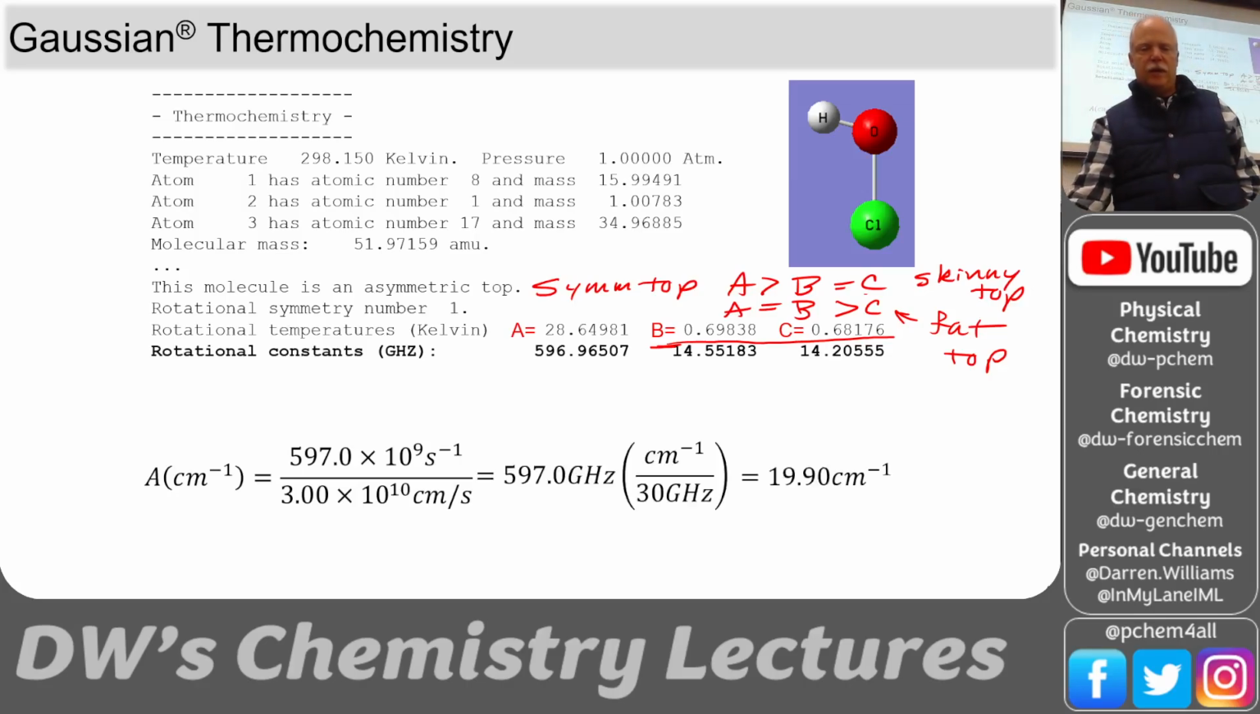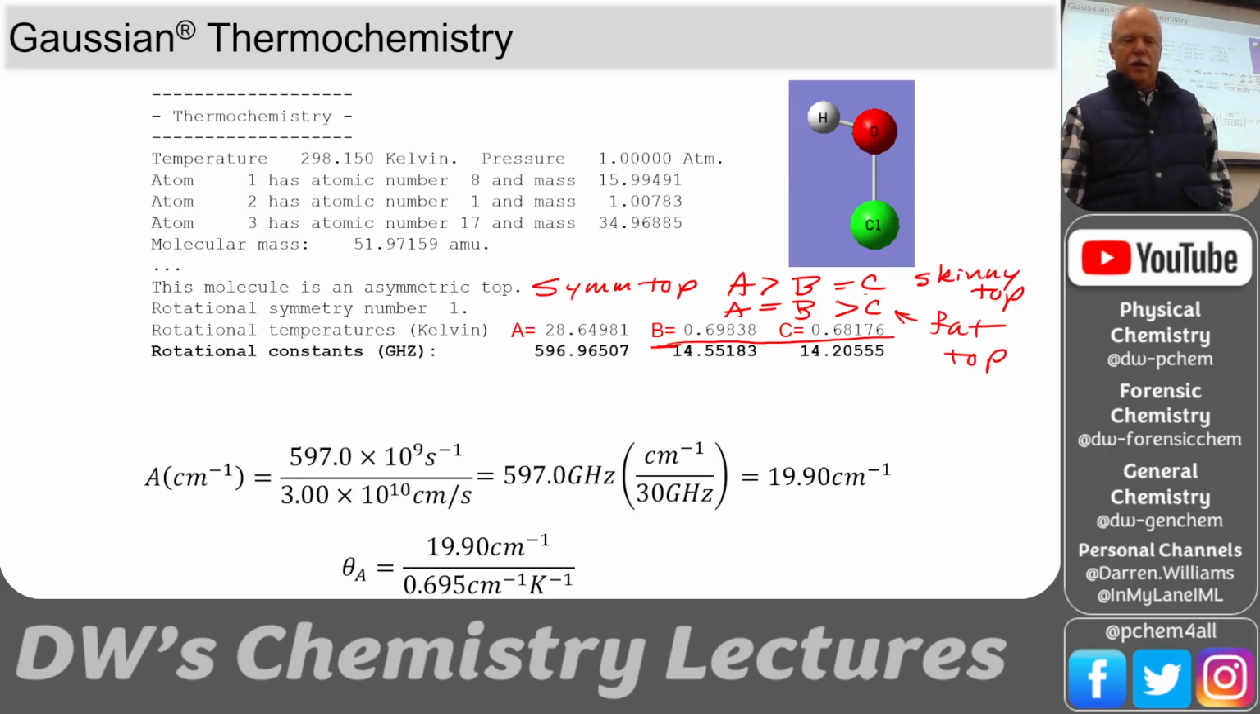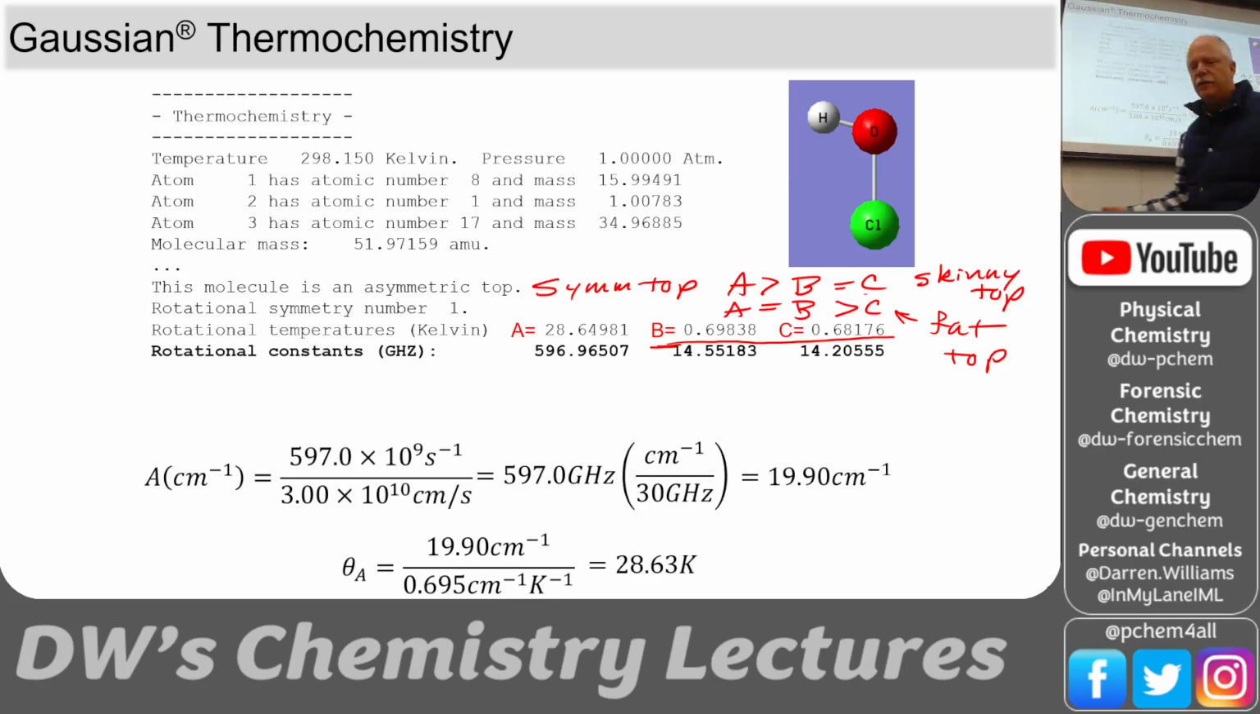So 19.9. Now this whole conversion here is just this right here, 30 gigahertz per wave number. That's this gigahertz and this speed of light all put into one conversion. 19.9 wave numbers. Okay, and then converting that to temperature, we get 28.63. So we're just verifying, hey, we got the same thing, roughly.